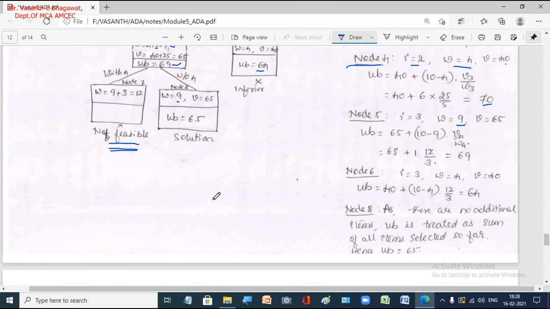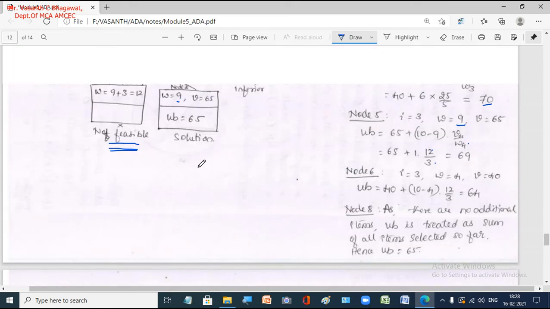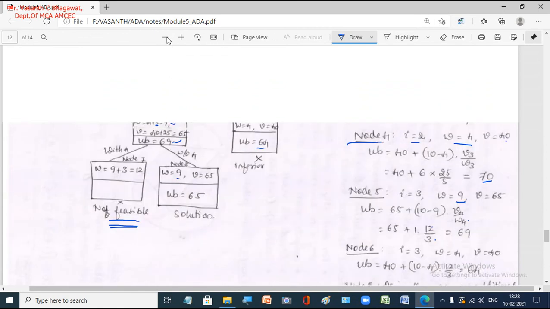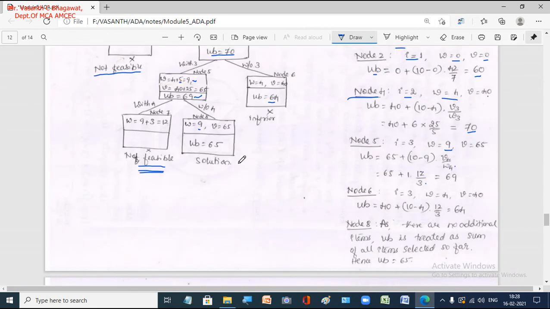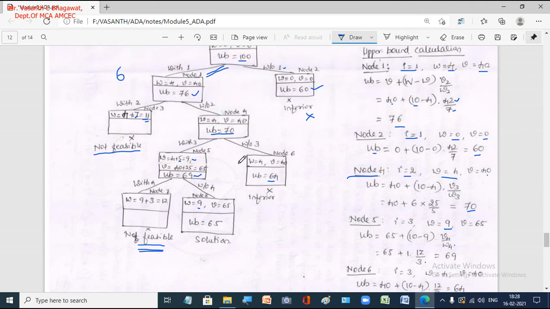Now you can note the items you have selected. Your upper bound value here will be the same as your profit. What is the profit you have got? The same will be your upper bound value, and you can stop the problem. Now what items have you selected? If you look into the state space graph you have drawn, clearly you can write the solution, that is which items you have selected and what is the maximum profit.